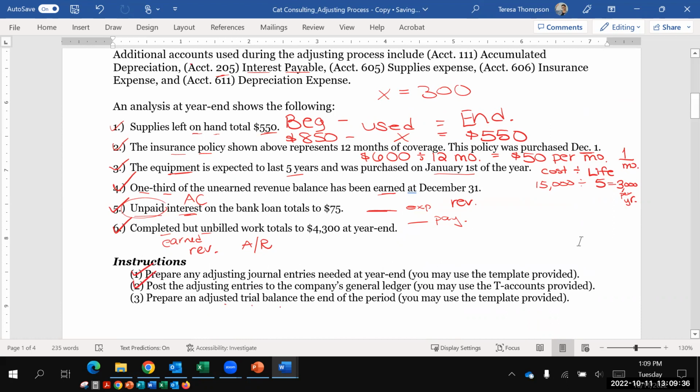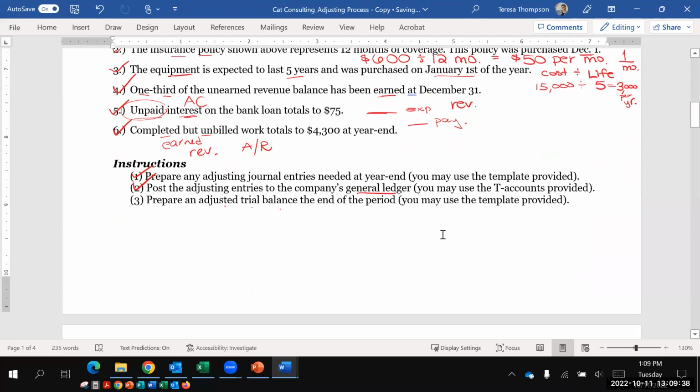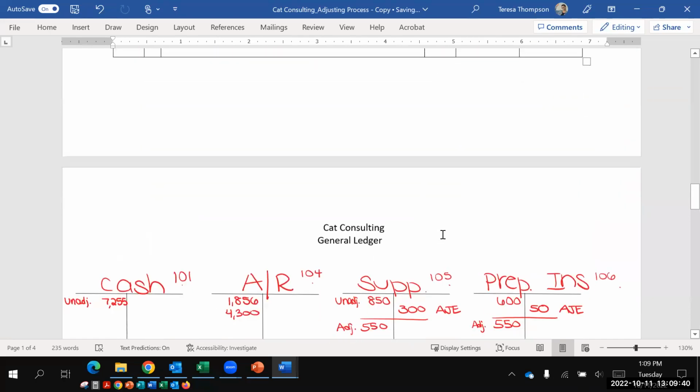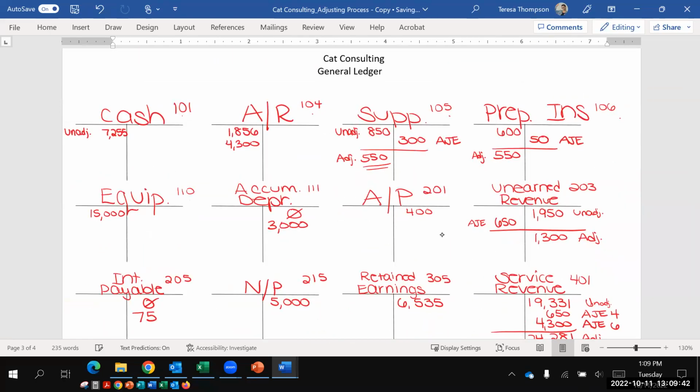Before you can do that, we need to finish up the general ledger. You have to calculate your ending balance. And I've been doing some of them as I went along, right? I still need to do AR. So 6, 1, 5, 6.